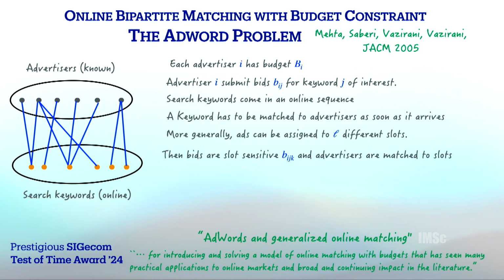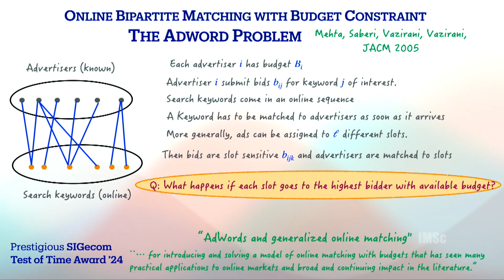When you have multiple slots, this bid information, which was just a value expressed on this edge, the advertiser's willingness to pay for this keyword, the weight on this edge, becomes a more refined bit of information. For slot 1, this is how much I am willing to pay, for slot 2 this much, and so on. So what would be your natural instinct as to how we design this algorithm?